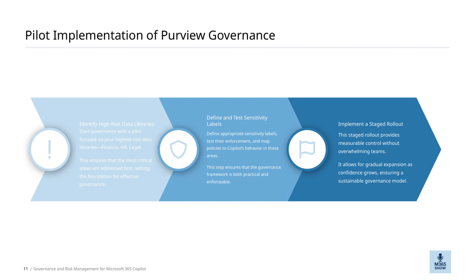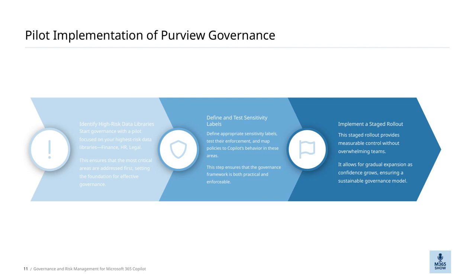The first step is to define appropriate sensitivity labels. These are key to classifying our data, and then test how well these labels are enforced within the environment. It's also important to map our policies to Copilot's behavior in these sensitive areas, ensuring that the system acts in line with our governance standards. This process makes sure our governance framework isn't just theoretical, it's practical and enforceable in real-world scenarios.